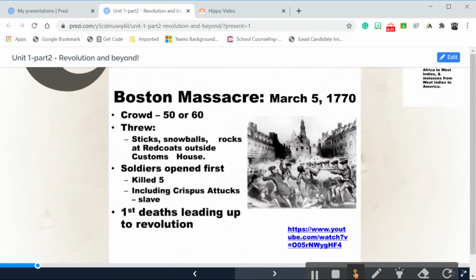Then on March 5th, 1770, you had the Boston Massacre, where a crowd of about 50 to 60 threw sticks at redcoats outside of the customs house where they collected taxes. Soldiers opened fire, and 5 were killed, including a slave, Crispus Attucks. These are the first deaths before the revolution actually started.